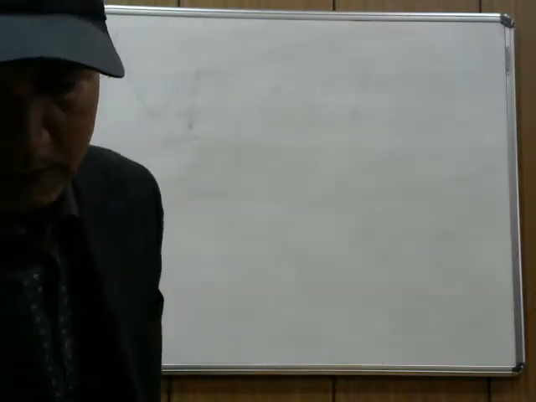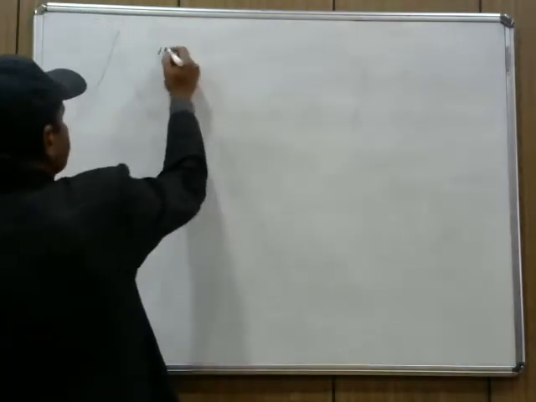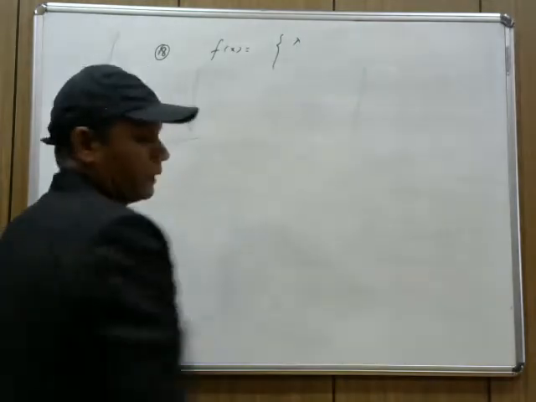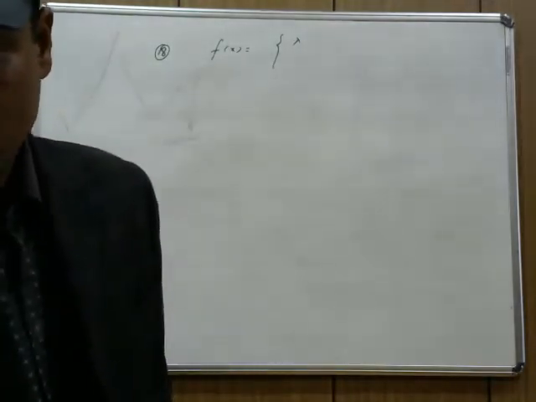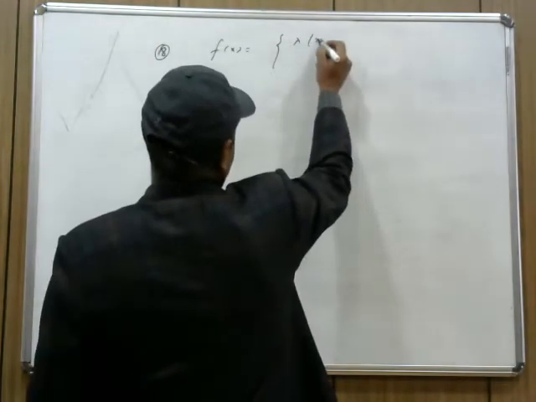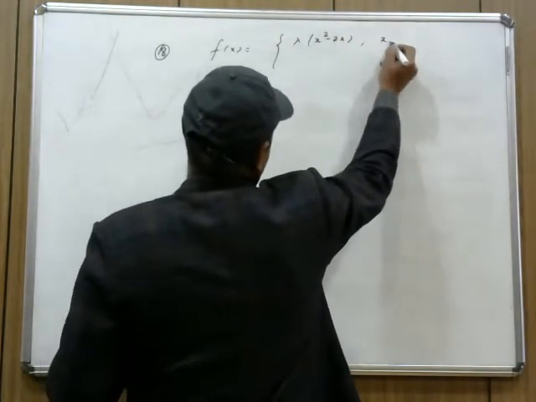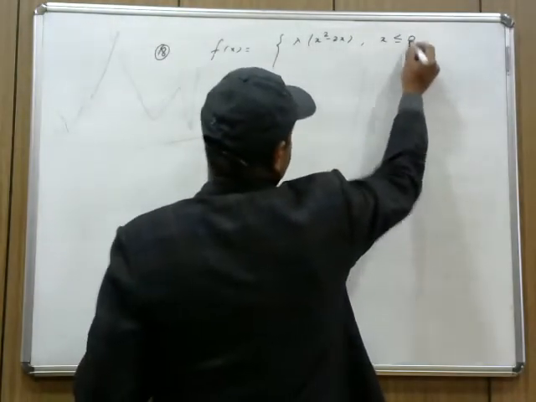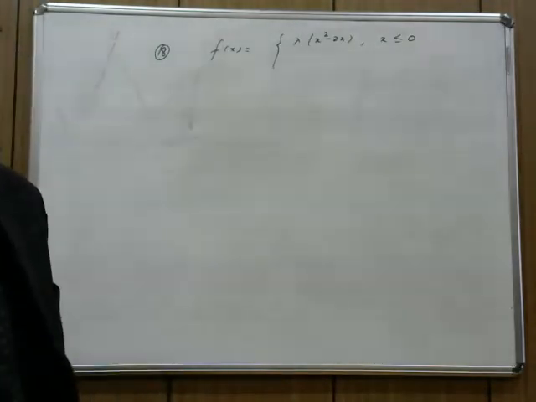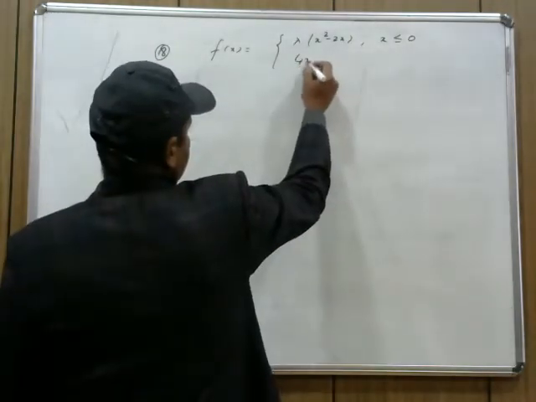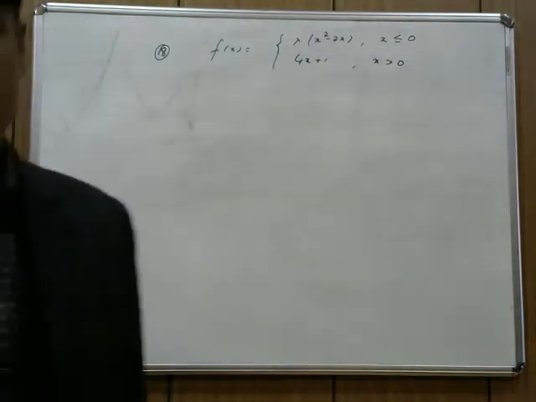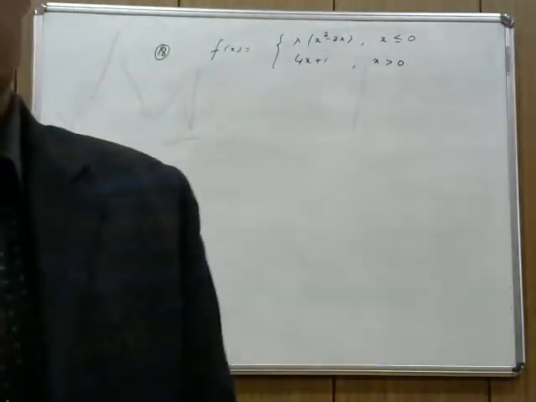Question number 18. f of x is equal to lambda x square minus 2x for x is less than or equal to 0, and 4x plus 1 if x is greater than 0. It is given that for what value of lambda the given function is continuous at x is equal to 0.